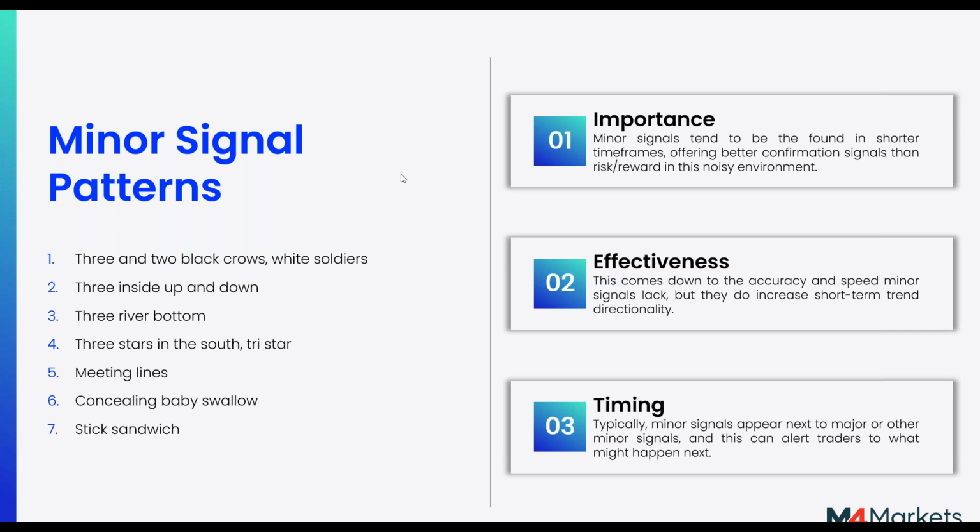That means it's better if we use the minor signal patterns as confirmation of a particular move or trade that we want to do. Effectiveness comes down to the accuracy and speed that minor signals lack, okay? But they do increase short-term trend directionality, which is the reality. And also timing. Typically, minor signals appear next to major or other minor signals, and these sometimes can alert traders to what might happen next.